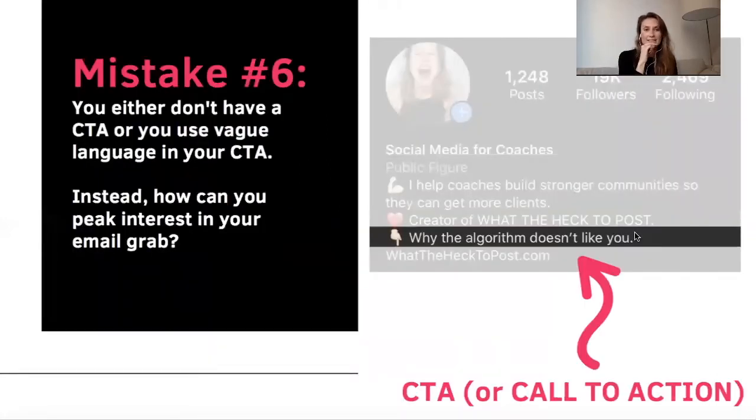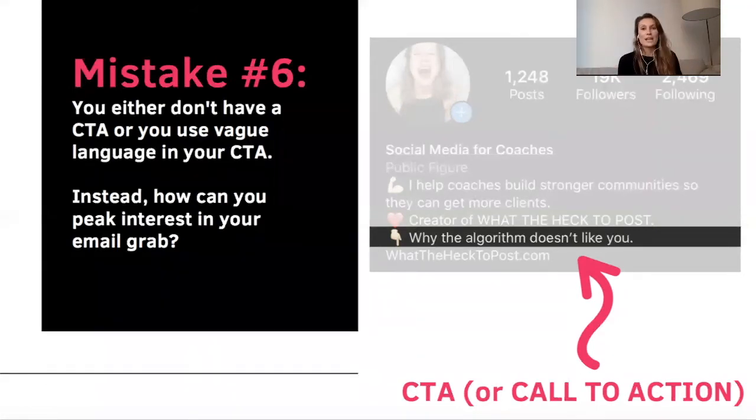Mistake number 6: you either don't have a call to action or you use vague language. And vague language is the freebies. Hey, tap here for freebies. Go to my link for free stuff. Just FYI, I made this mistake a lot, okay? Because at the time, not everyone had figured out to put their free lead magnet in their bio yet. They were just sending people to their website.